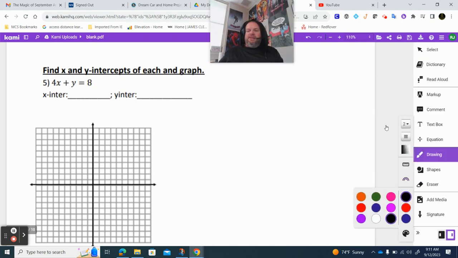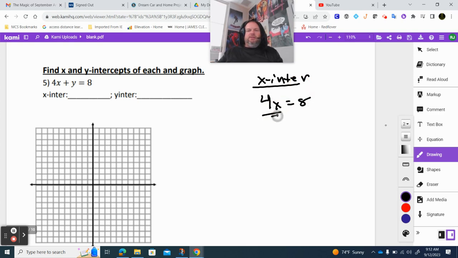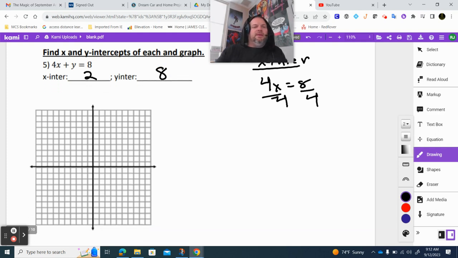This is where you probably needed room to do it. So for your x-intercept, we cover up the y, so we have 4x equals 8. So we have 2. And y-intercept's really easy. We just cover up the x. We just get 8. Okay?